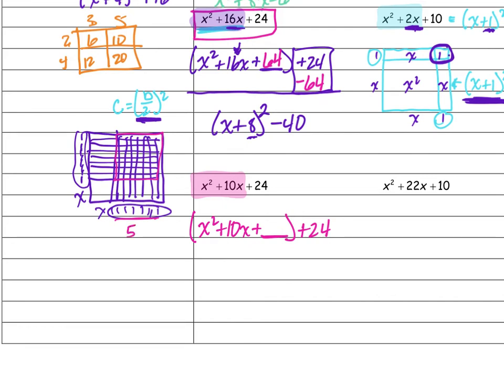I don't know why it's not writing. 5 on this side and 5 on this side. Thank you, Sally, for catching me. So how many little ones am I going to have in there? 10.